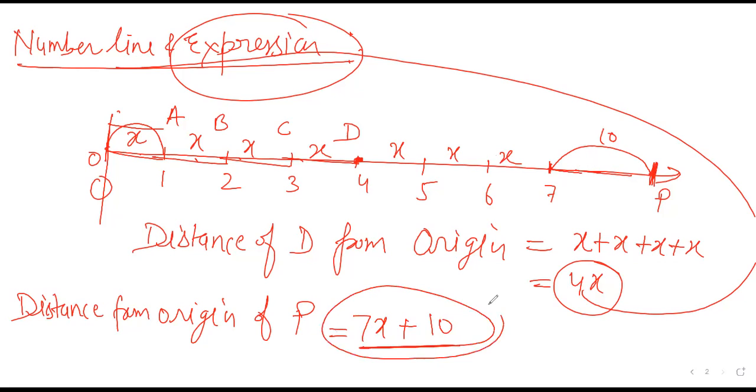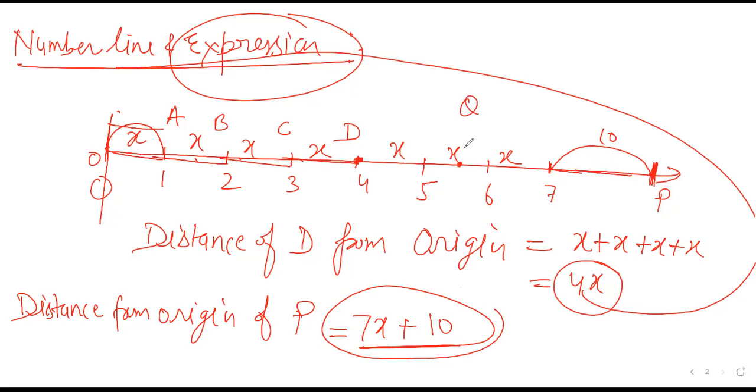So this is the algebraic equation. You can say it represents the distance of P from the origin in the form of an expression. You will write 7x plus 10. Right. Now suppose I talk about this thing.